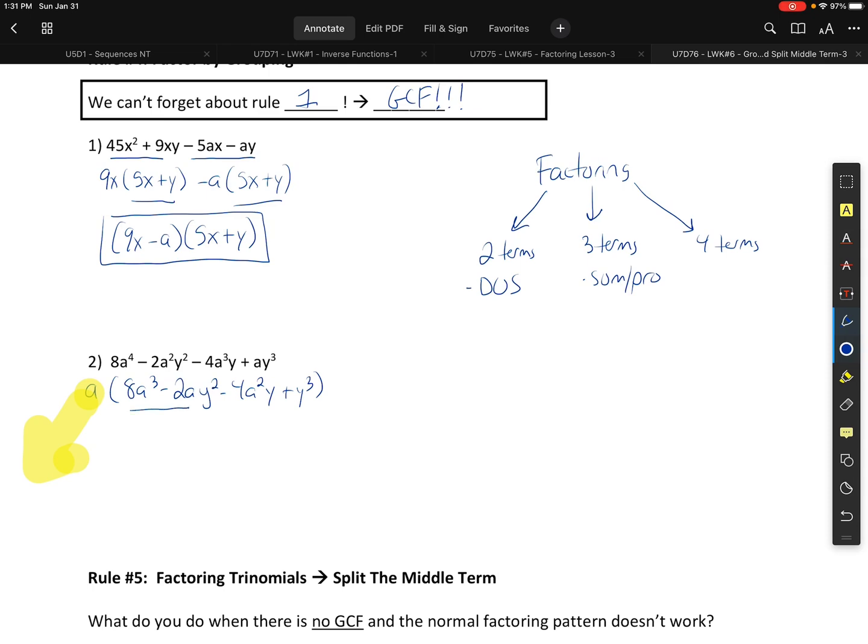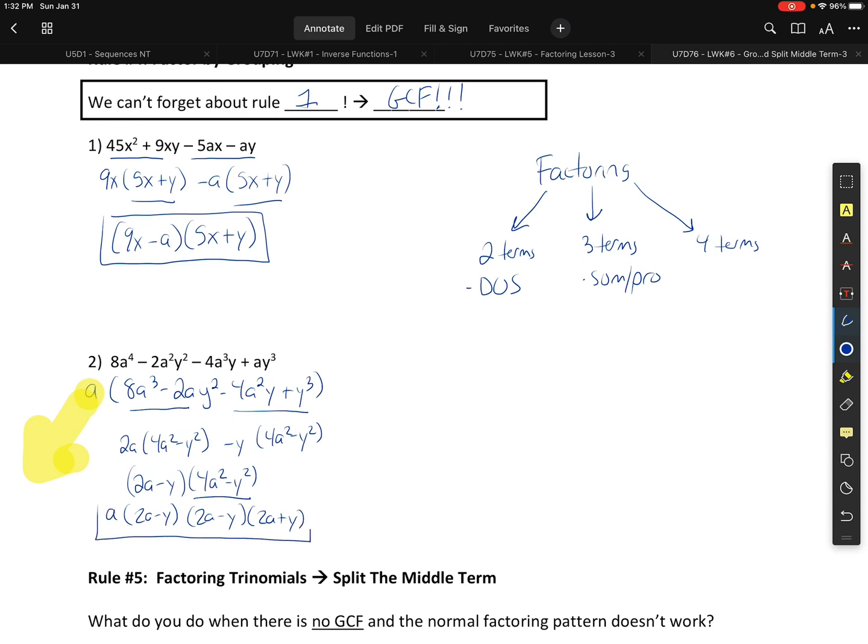All right, so look at my first 2 terms. If I take out a 2a, I have 4a squared minus y squared. If I take out a negative y, I have 4a squared minus y squared. All right, awesome. 2a minus y, 4a squared minus y squared. Oh, guess what? I can take this further. 2a minus y, 2a plus y, and I gotta put that a in front.